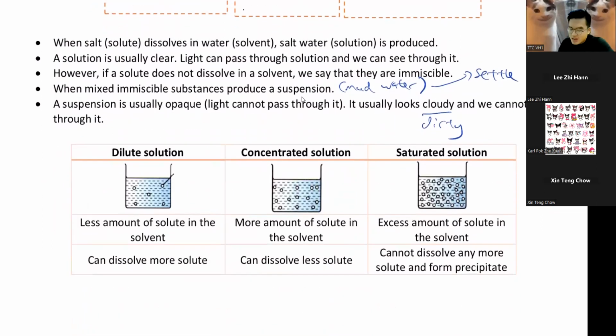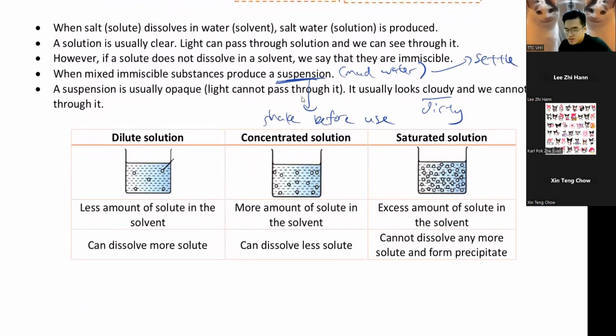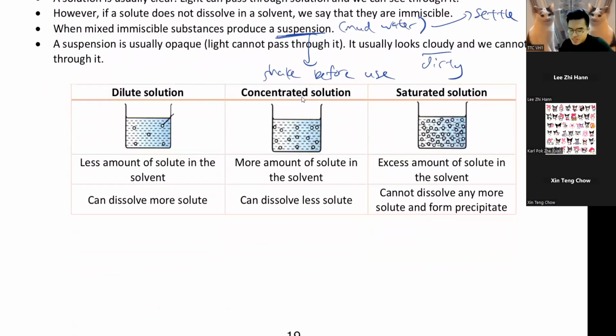Okay, so how can you tell? Guys, very easy. Whenever something is suspension, they will write one instruction there: shake before use. If you need to shake it, means they will settle. Means this thing is for sure a suspension, because they cannot dissolve. Okay, so you say shake before use. Right? So let's talk about 3 types of solution.